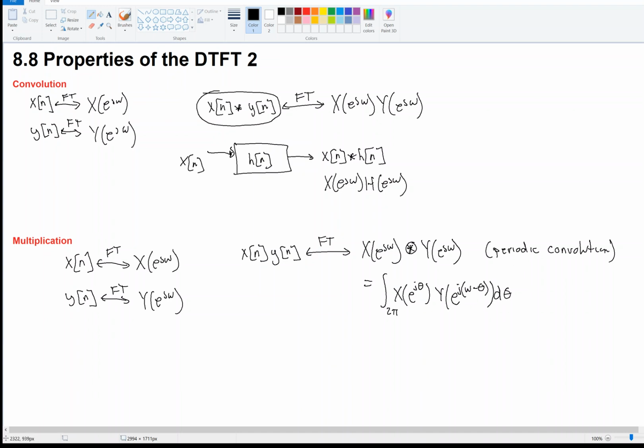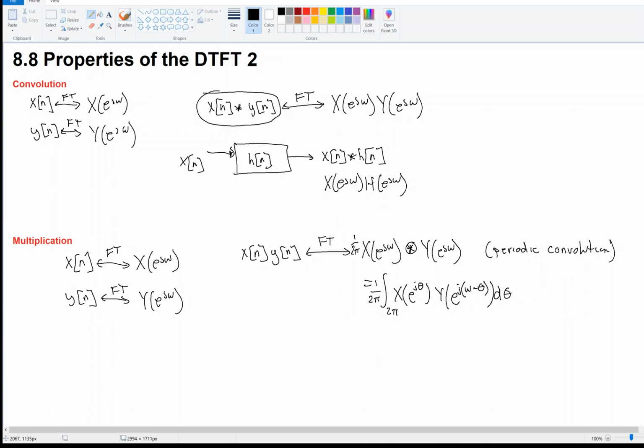Other than that, this is the same as continuous time, where you multiply, right? The multiplication property is what you're doing in time. So you multiply in time, and that's the periodic convolution. I'm missing a 1 over 2 pi. So it's 1 over 2 pi times the periodic convolution. So again, the multiplication in time is 1 over 2 pi times the periodic convolution in frequency.